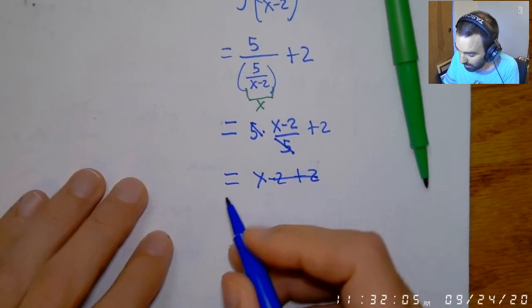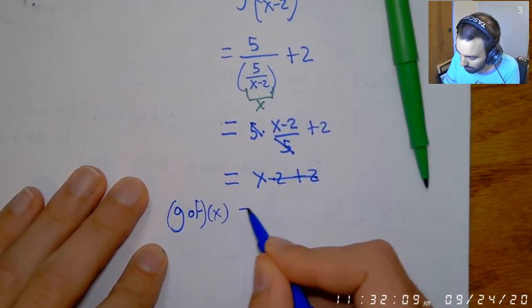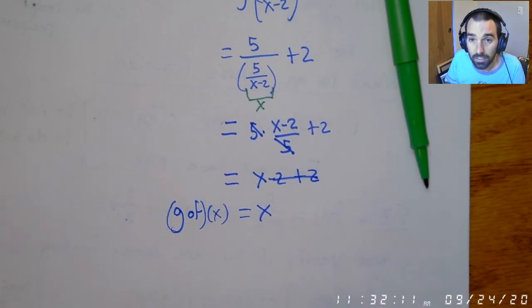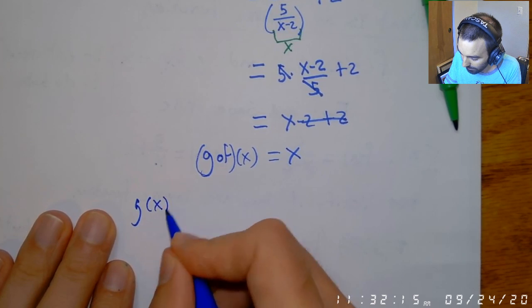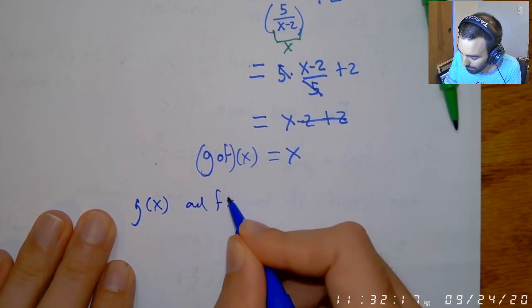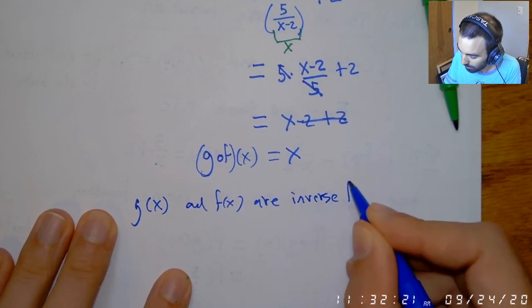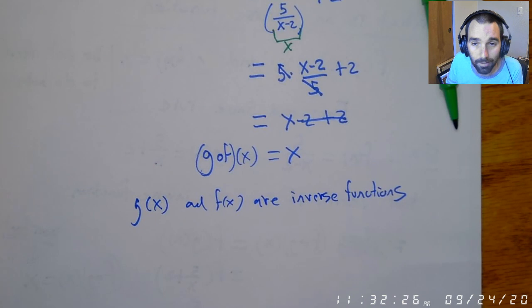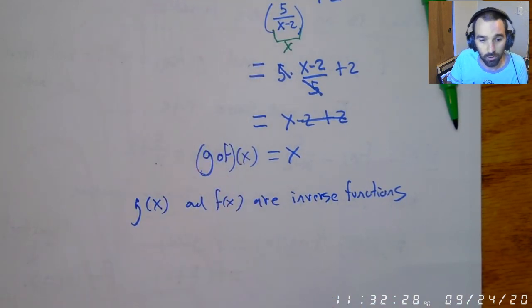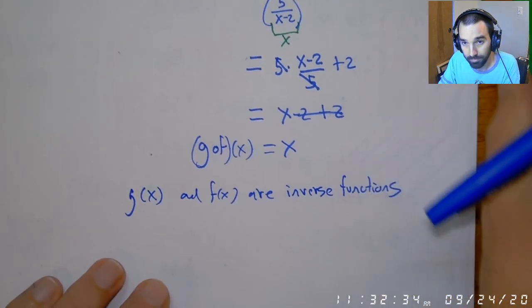Those go away. And check this out. G composition f of x equals x. And guys, that's all there is. So we can say g of x and f of x are inverse functions. Okay? You don't have to do both. You just need to do one. So don't do both, just do one. G and f of x are inverse functions. Okay?